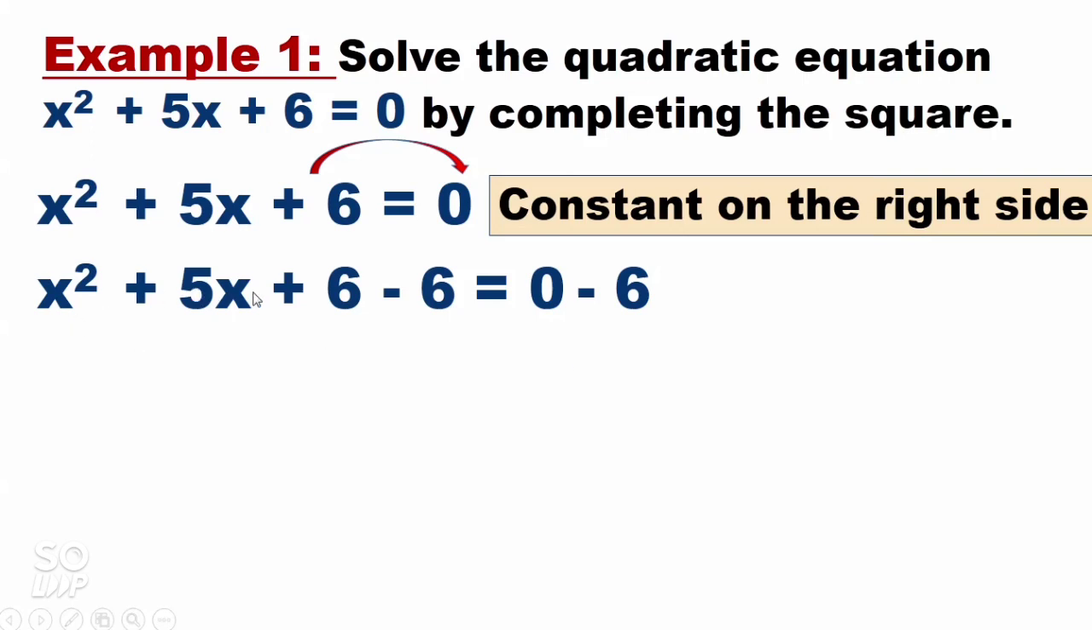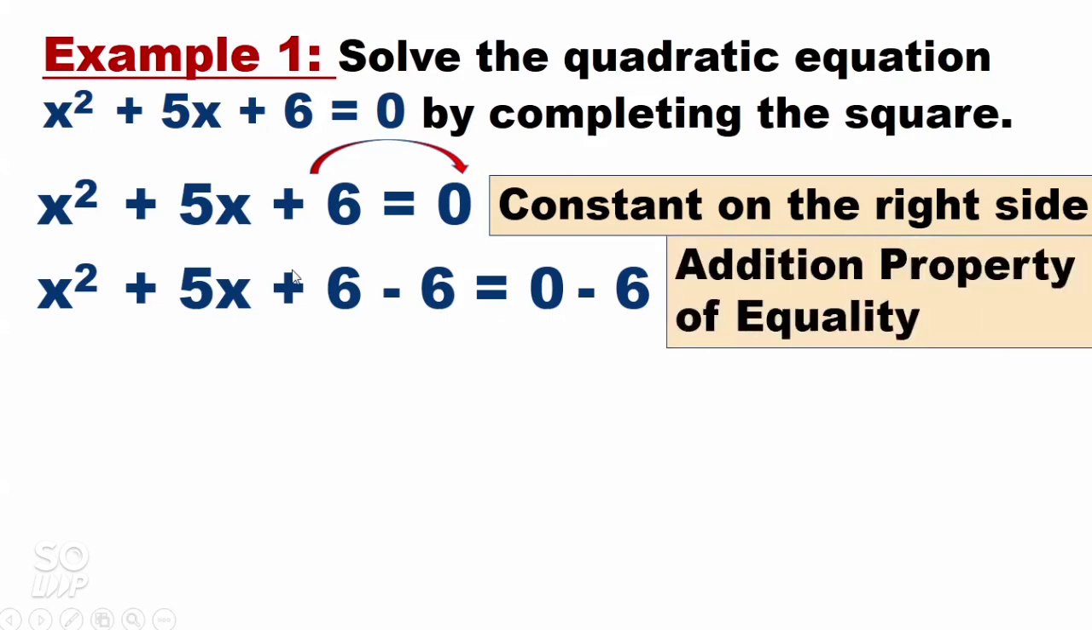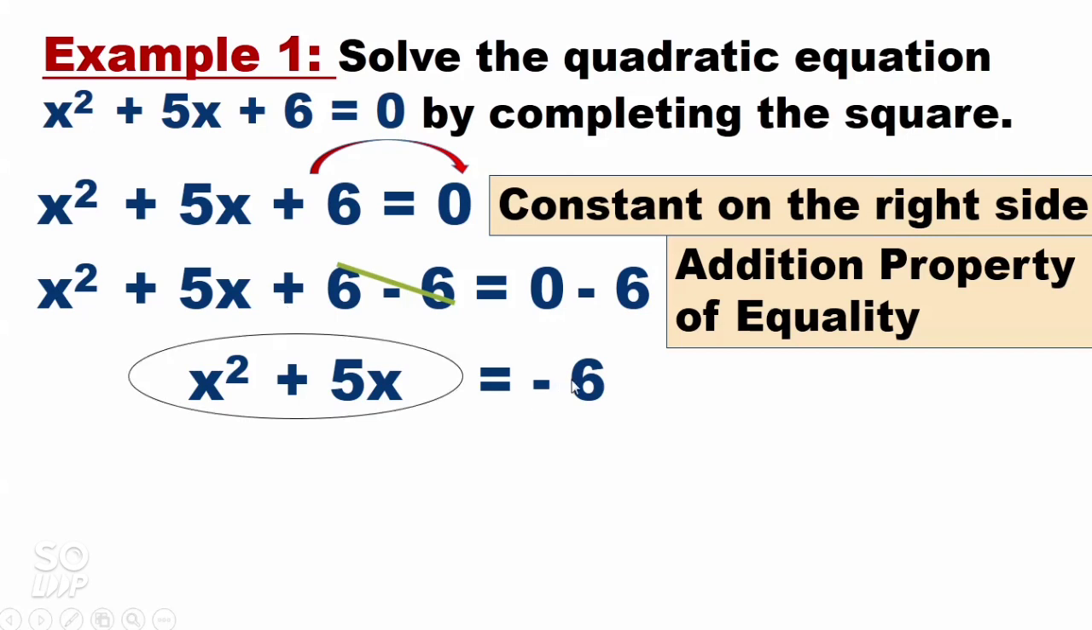Okay, then x squared plus 5x plus 6 minus 6 is 0. And then, 0 minus 6 equals negative 6. So, yun yung tinatawag nating addition property of equality. Okay, so na-cancel na yung 6. And then now we have x squared plus 5x equals negative 6.